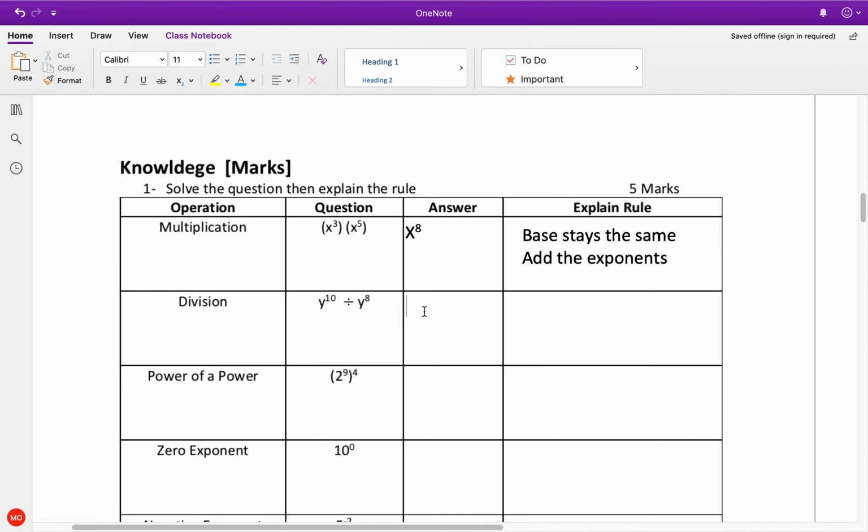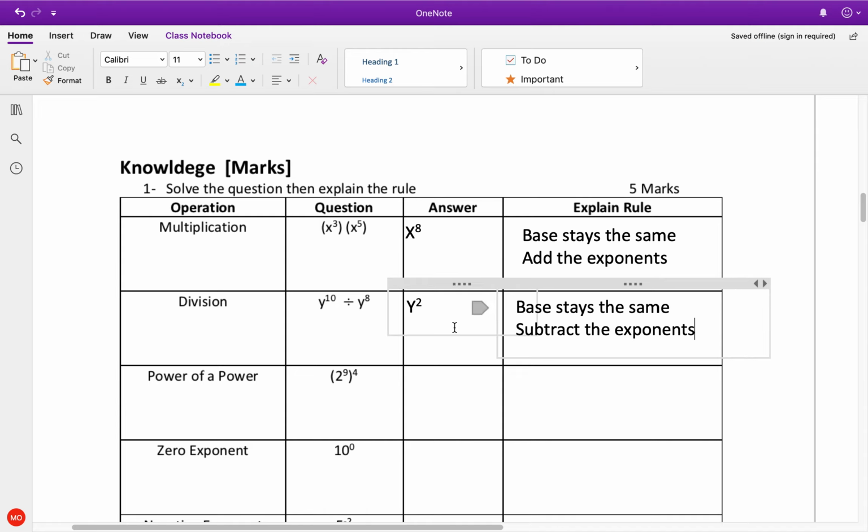This answer here is y to the power of 2. And our rule is base stays the same, and you subtract the exponents. Power of a power now. The answer here is 2 to the power of 36.